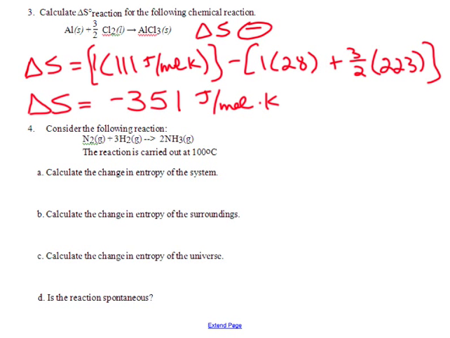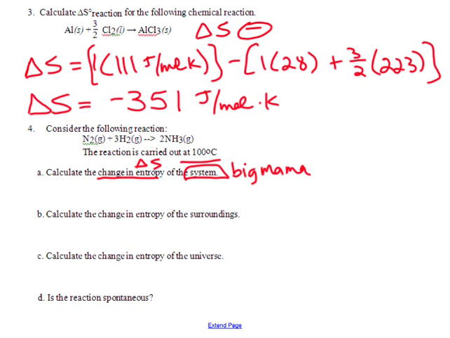All right. Now, consider the following reaction. The reaction is carried out at 100 degrees Celsius. That could be meaningful, maybe, maybe not. It depends on what they're asking for. Calculate the change in entropy. So we're looking for our delta S, change in entropy, of the system. So that's a big mama question. Delta S is not temperature dependent. I don't care if it's at 100. I can use big mama.